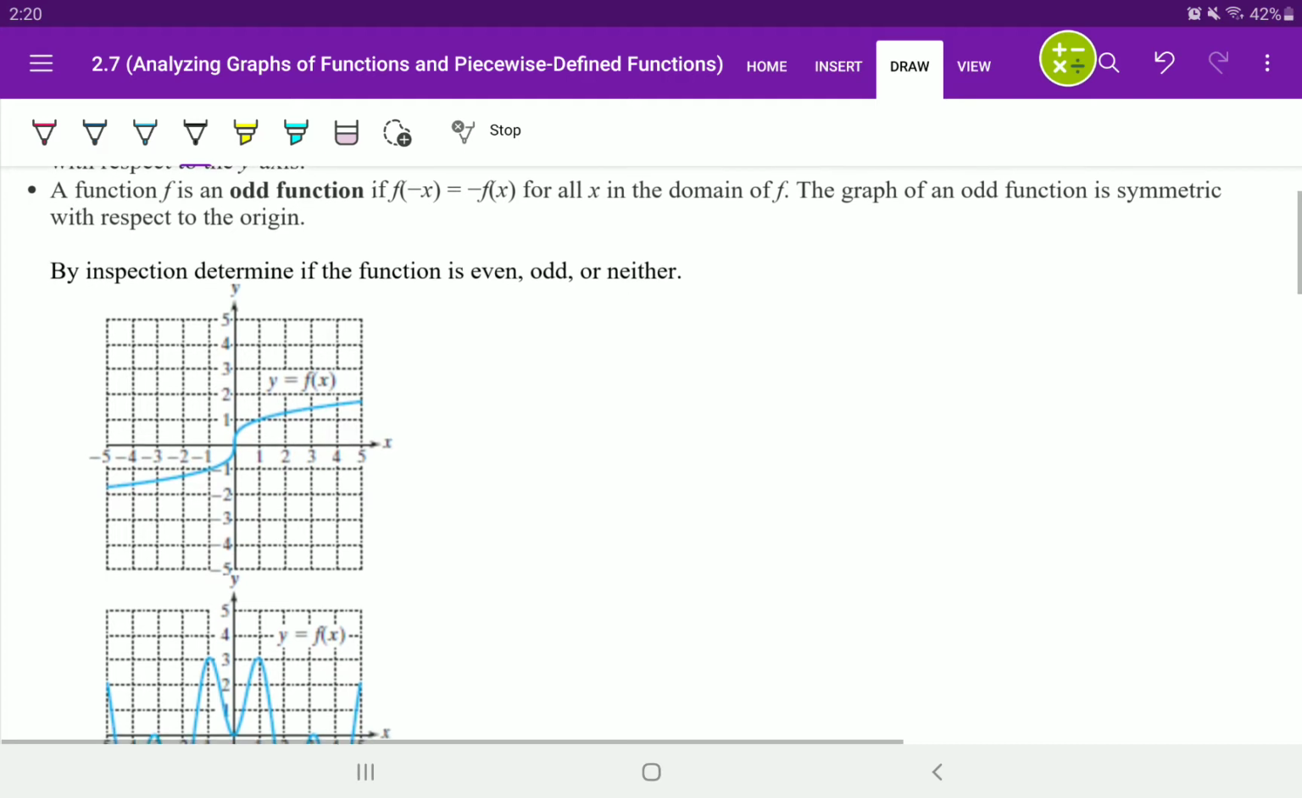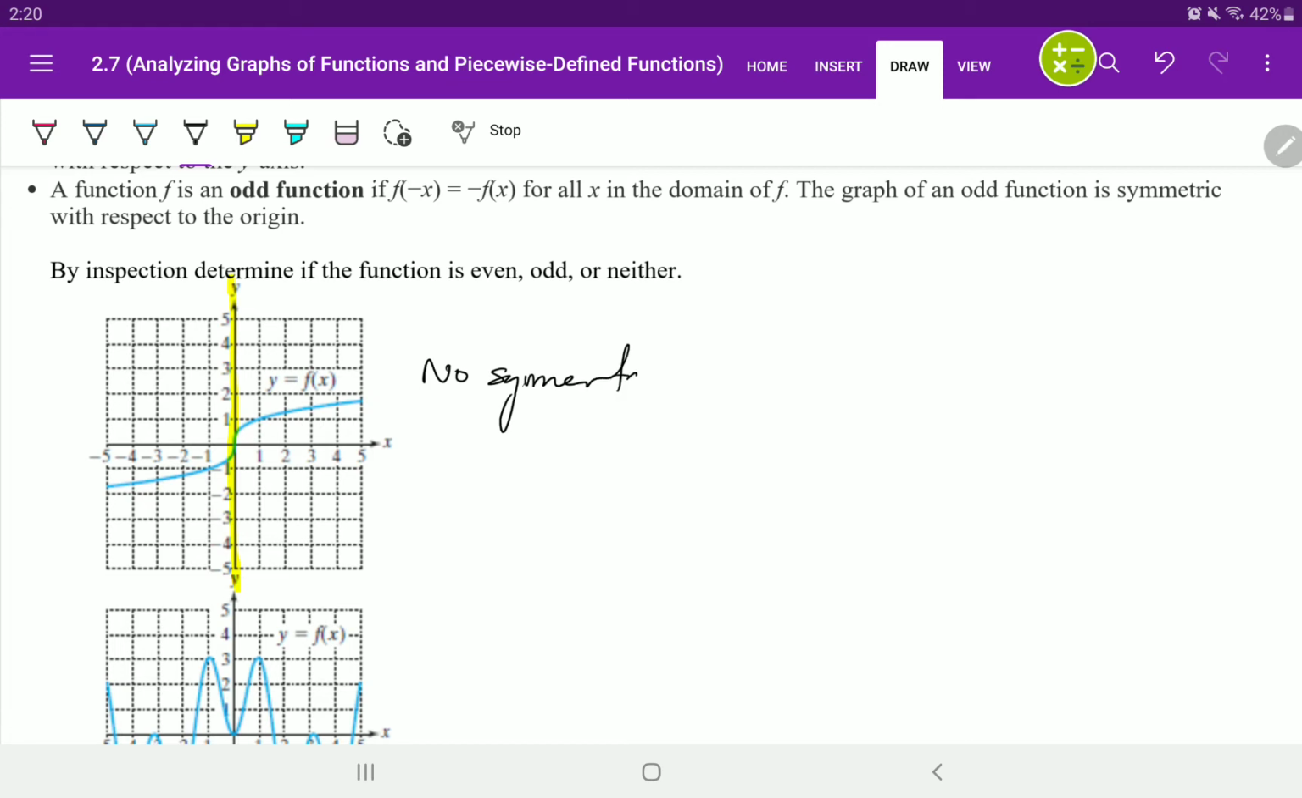Now, for the first one, there is no symmetry with respect to the y-axis. Because if I draw a line through the y-axis, the right side does not mirror the left side. Symmetry means it must be an exact mirror. So in this case, there is no symmetry to the y-axis. We don't focus on the x-axis in this case.